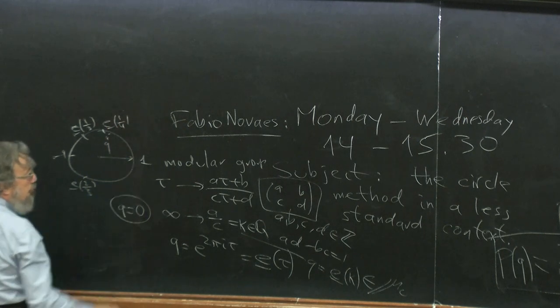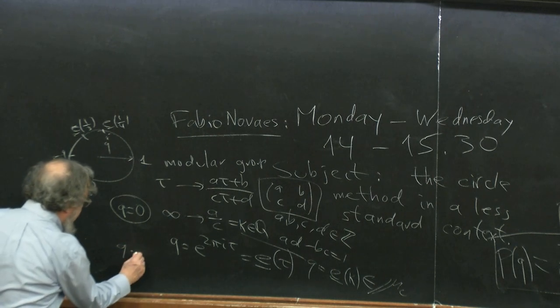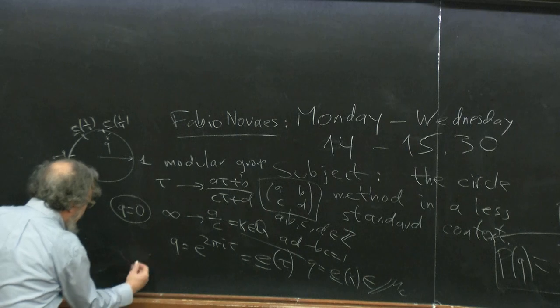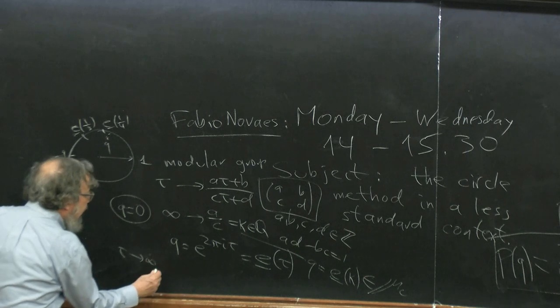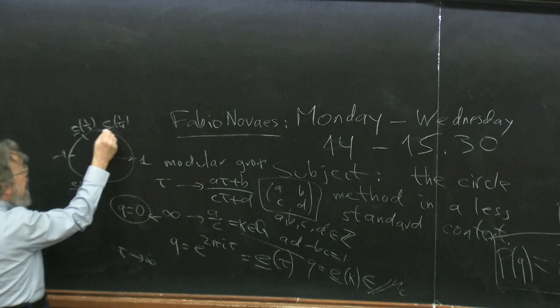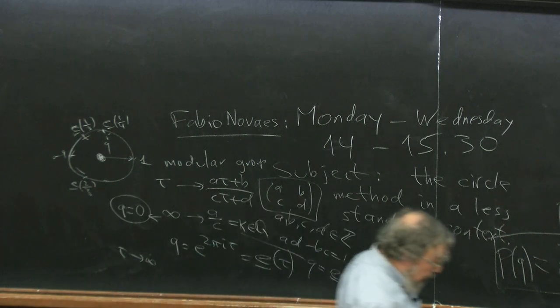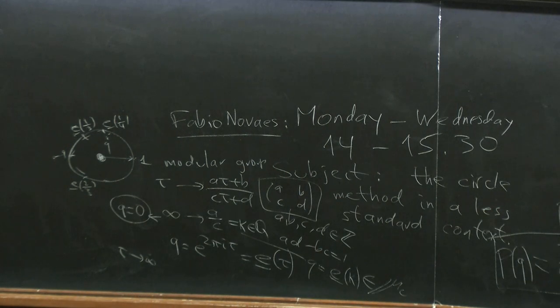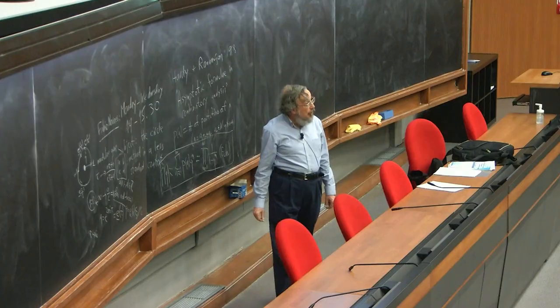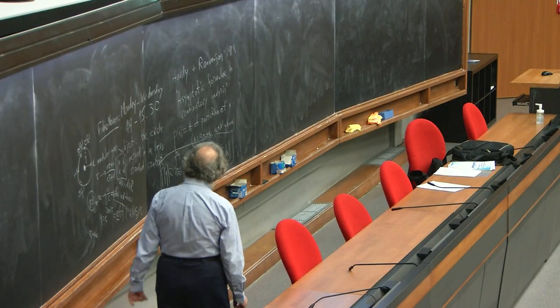But because of this modular transformation behavior of p, if you know how the function looks at q equals 0, so of course when tau goes to infinity, that would be q equals 0, which is therefore here. So this point is equivalent with all the rational points, all the roots of unity on the unit circle. And since you know the expansion of the function at 0, you also know it to all orders at all roots of unity. But for the functions we'll be having, it's not going to be like that.